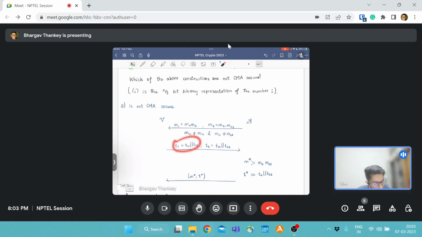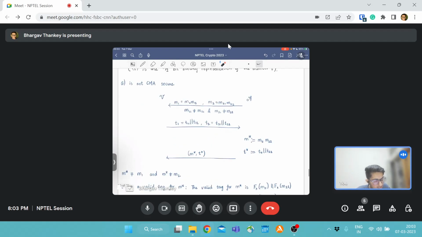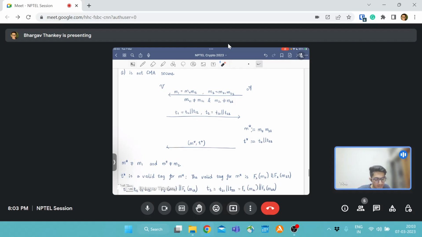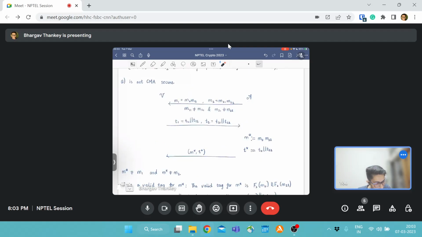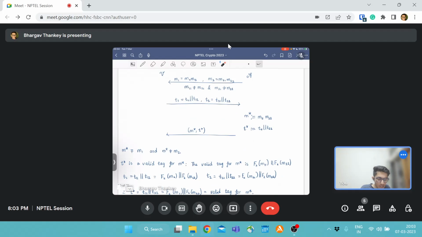It's going to get two tags. And then what the adversary would do is take M11 and M22, the first part from here and the second part from here, and set T star to be T11 concatenated with T22. It outputs M star, T star. Now M star is clearly not M1 and clearly not M2, because these parts are different, so M star is a new message. So as long as I can show that T star is a valid tag for M star, I'm done.